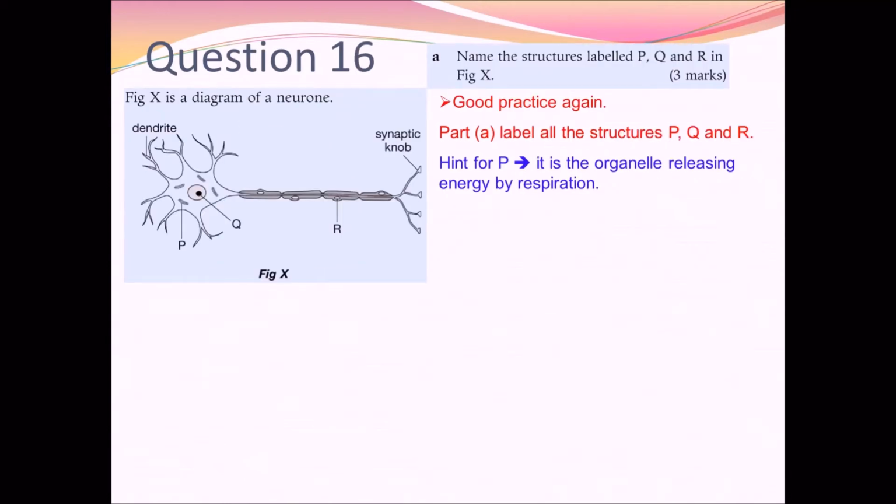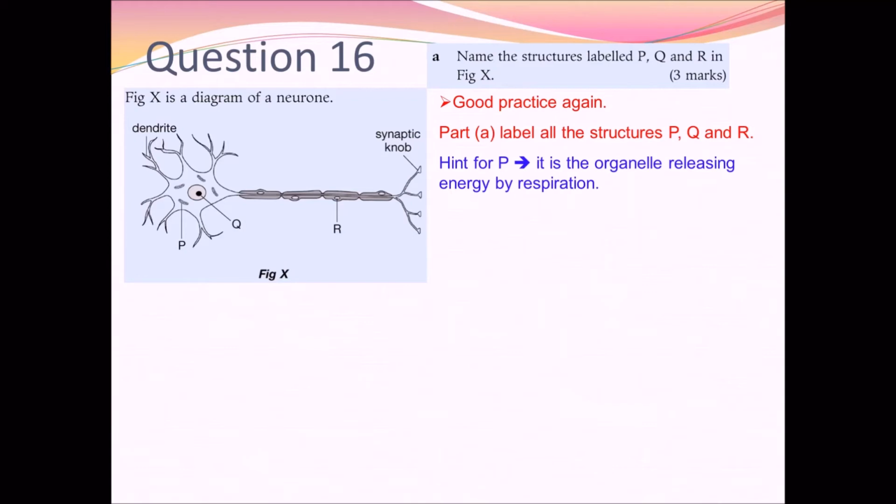And then for question 16, it's talking about the very basic unit of the nervous system, which is the neuron, the nerve cell. You can see the dendron, the cell body, and the synaptic knob. For part A, name the structures labeled P, Q, R in the diagram. So that's what I say.